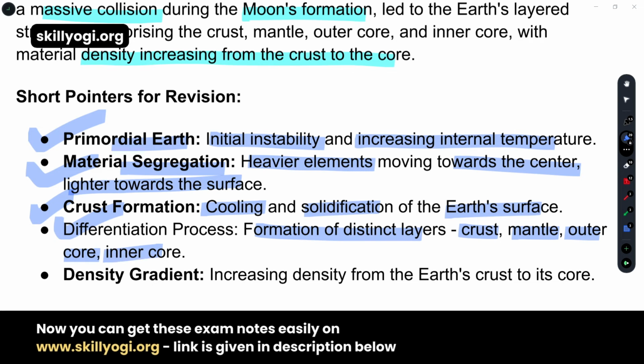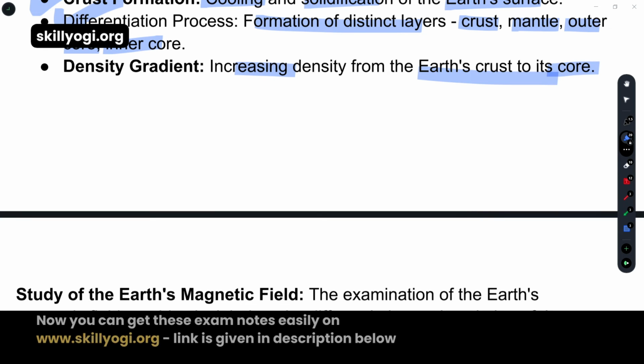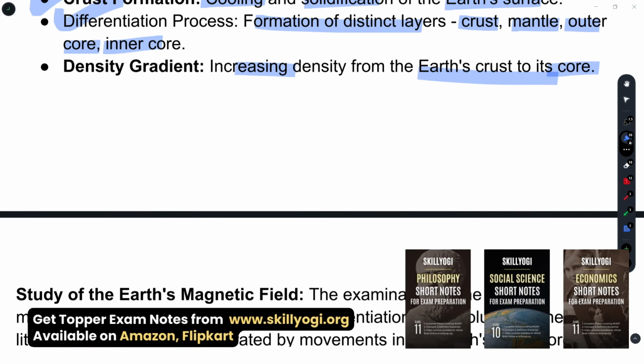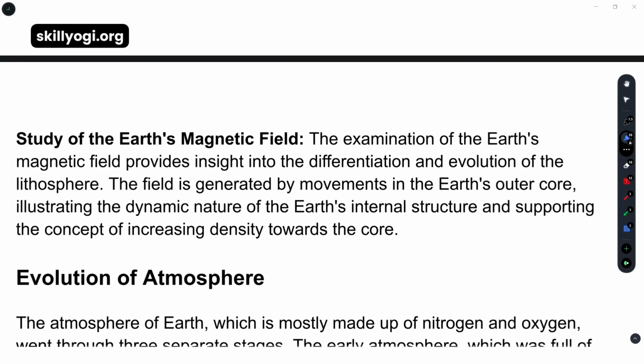The core is divided into two layers. The first one is the outer core and the second is the inner core. And there is a density gradient, with density increasing from the earth's crust to the core. When you are going inside the layers, going in depth towards the core, that means the temperature and the density of this layer will also be increasing a lot.